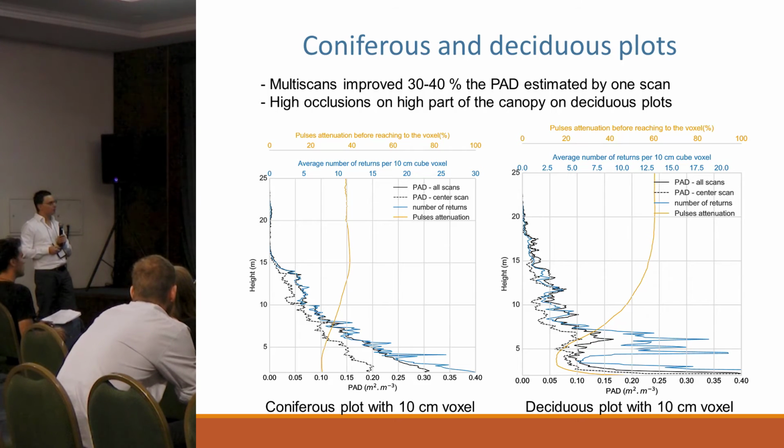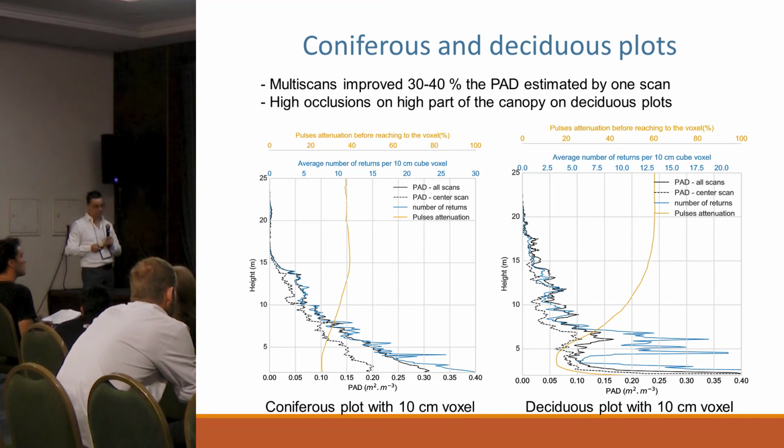We also observe really high occlusion on the top of the canopy on deciduous plots, because it was acquired in leaf-on conditions. So there's this difference between coniferous and deciduous plots. Actually, you can see more occlusion at the top.